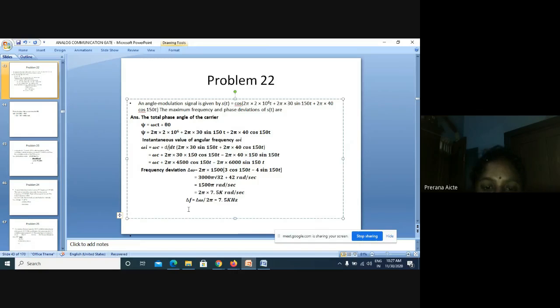Why? Because we need to find del f. We all know del f will be equal to del omega by 2 pi. That's why we are writing the above expression as 2 pi into 7.5 k. So del f will be equal to del omega by 2 pi. This 2 pi will get cancelled, which will be equal to 7.5 kilohertz. That is the maximum frequency deviation. We'll get the maximum frequency deviation as 7.5 kilohertz. Are you able to follow this?